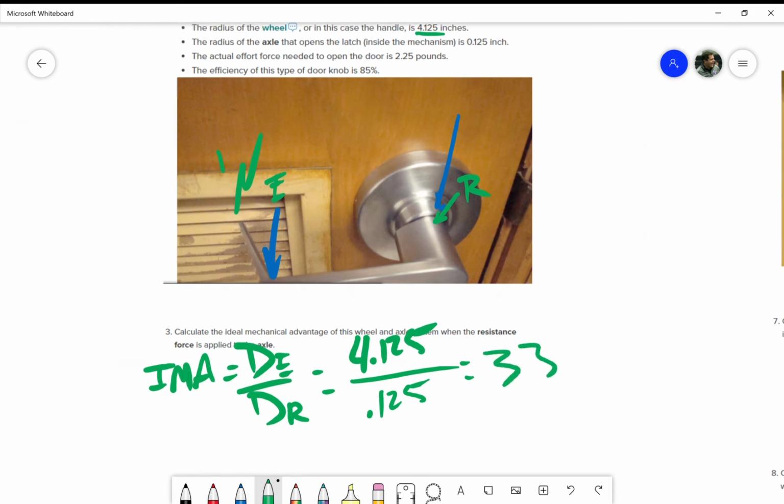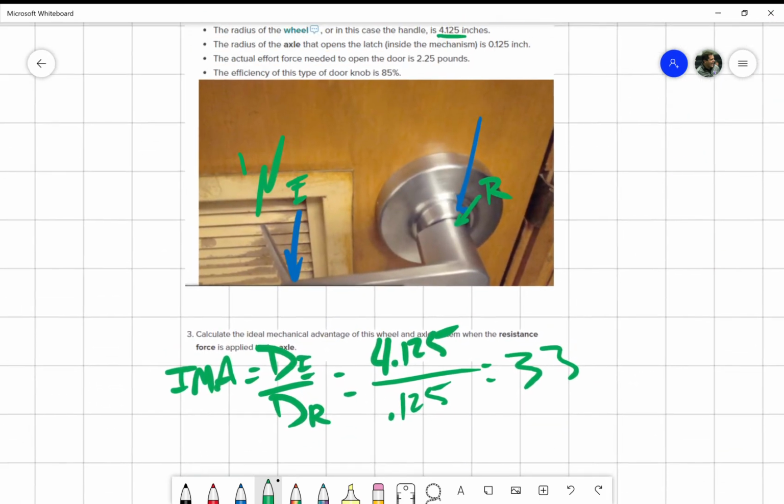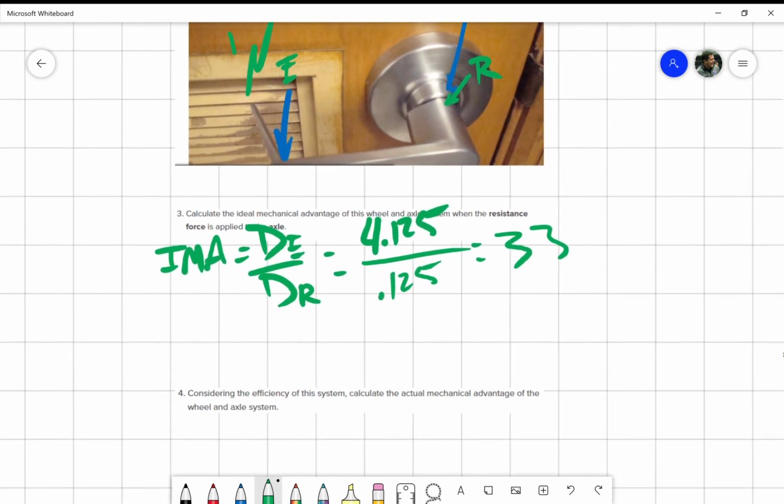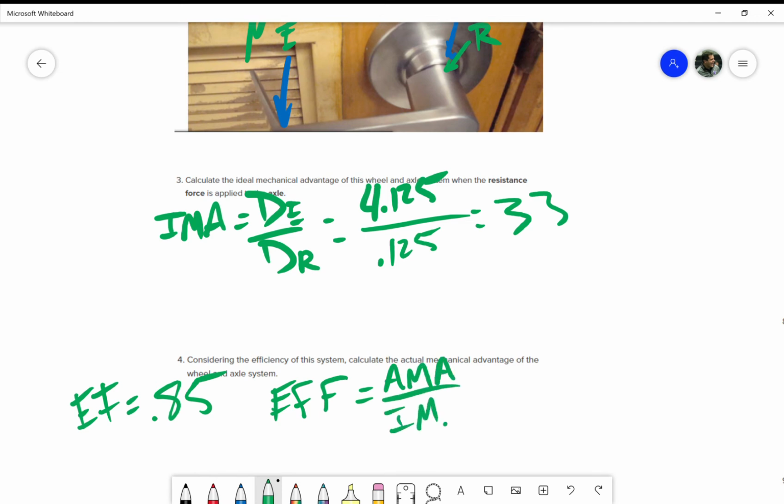All right, next one. Considering the efficiency, what's our efficiency? Our efficiency is given as 0.85, or 85%. Calculate the AMA. Well, again, the formula for efficiency is going to be AMA divided by IMA, because AMA should always be smaller.